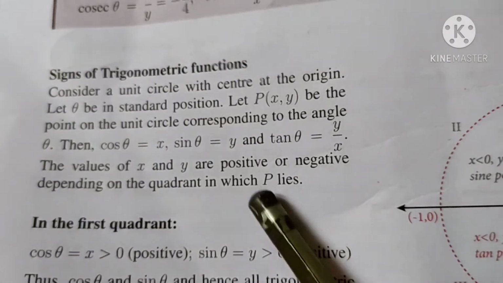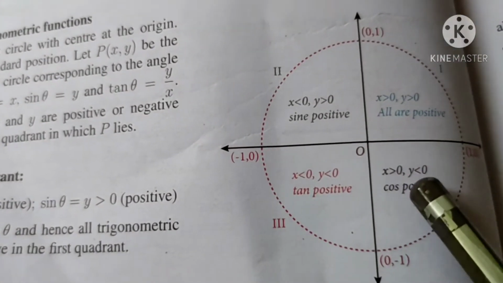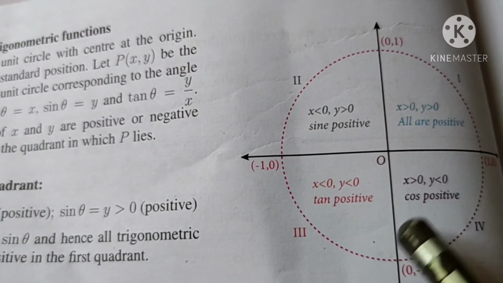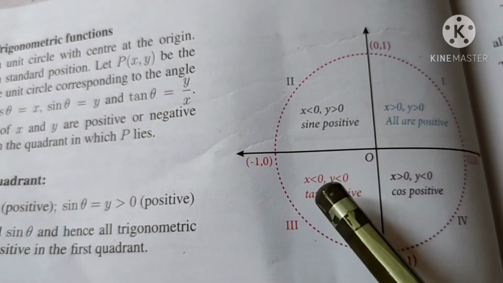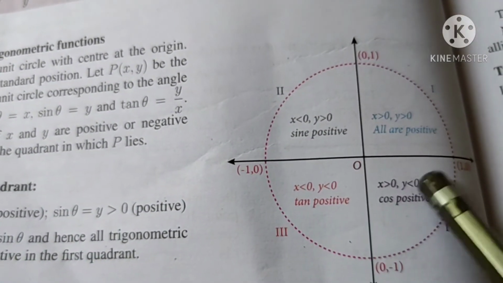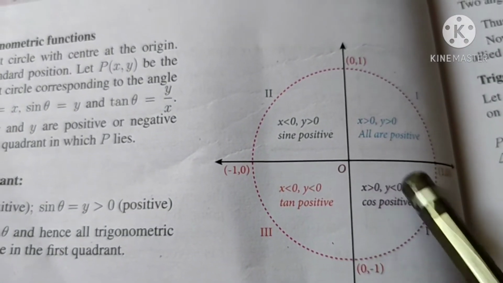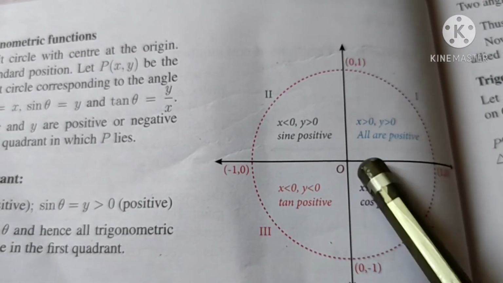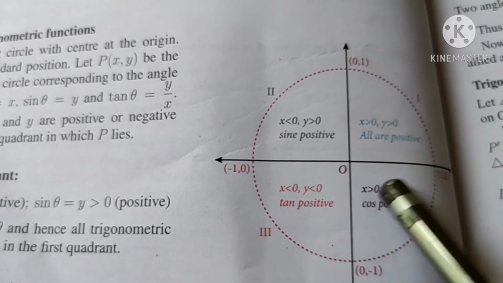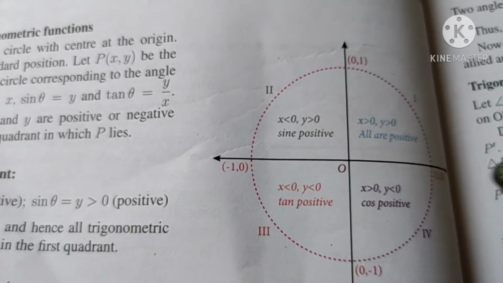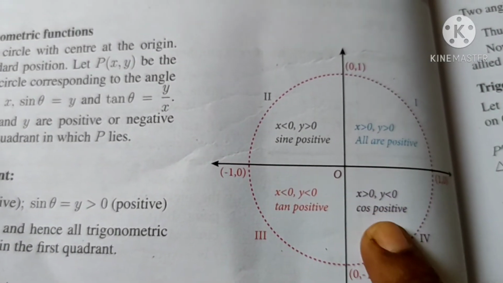Next one is the sign of trigonometric functions. Consider the unit circle with the center at the origin and theta in standard position. Let P of x comma y be the point on this unit circle corresponding to the angle theta. Then cos theta is equal to x and sin theta is y. Tan theta is sin theta by cos theta, so y by x. Okay. Whether the values of x and y are positive or negative depends on the quadrant in which P lies.